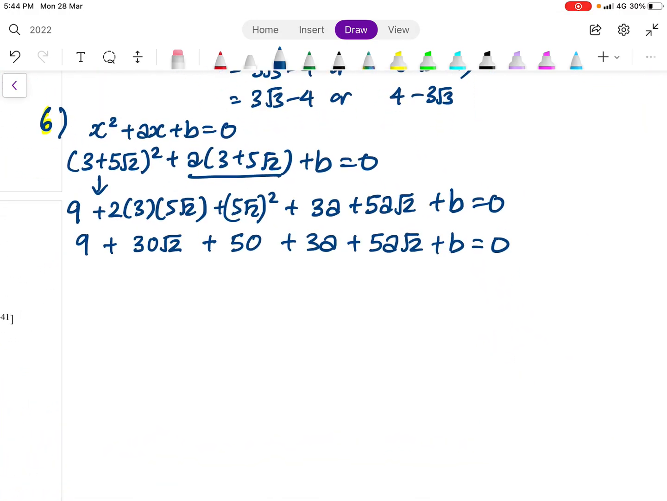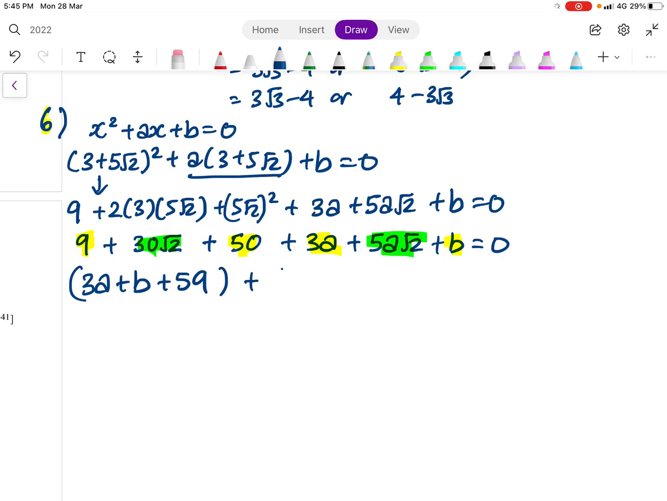Okay, this may not be your favorite method, but it will work. Let's group them together: those with surds, root 2, and those without. Those without will be just 9, 50, 3a, and b. Those with root 2 will be this and this. So let's group them together. 9 plus 50 plus 3a plus b, so it's 3a plus b plus 59. This is one group.